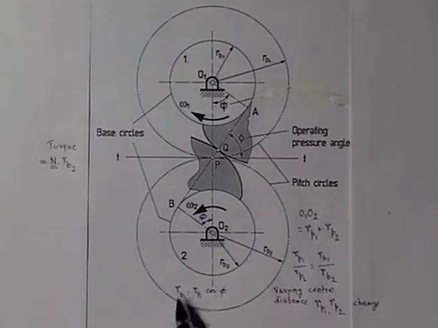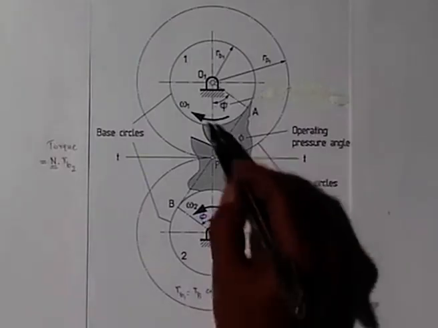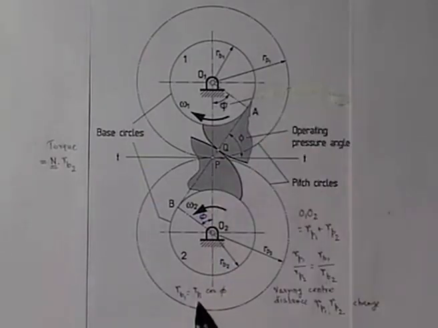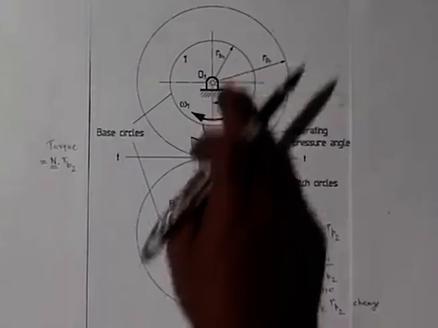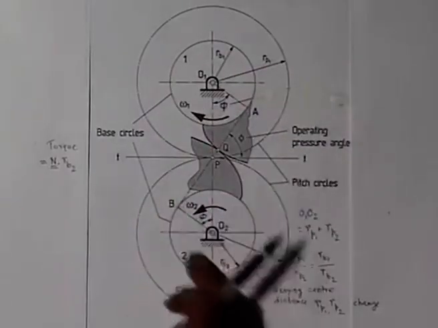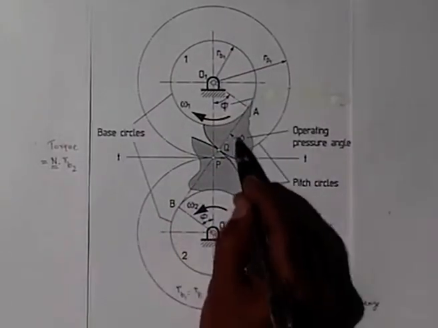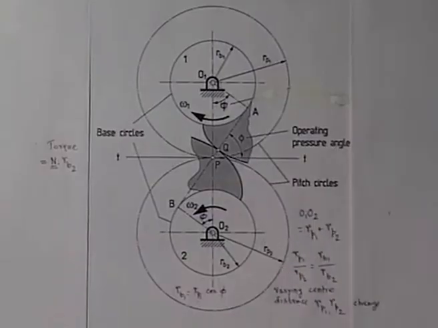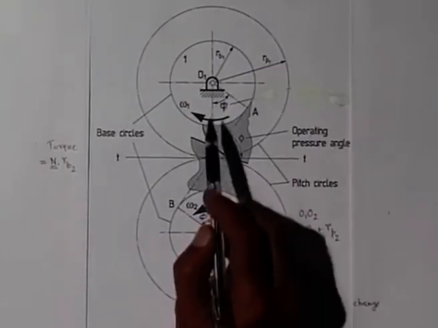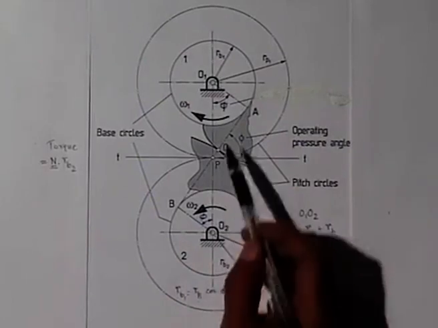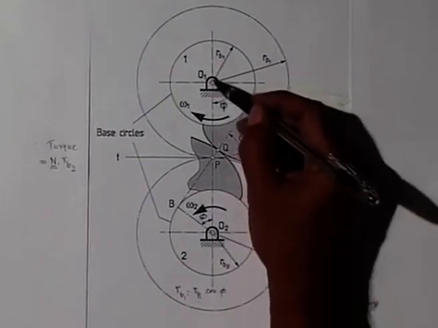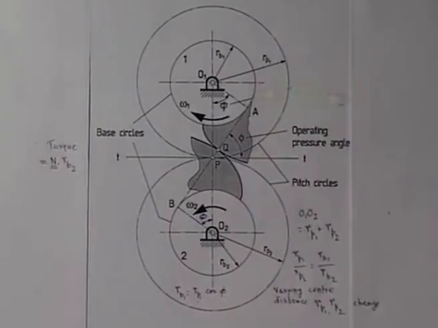Rb1 is not changing because the gears are not changing, but with changing center distance Rp1 is changing, which means phi is changing, because if this circle is shifted a little bit upward, the common tangent between these base circles will change. That means this angle phi will change. So, the pressure angle changes a little bit, but a constant angular velocity ratio is maintained by the pair of gears even when the center distance changes a little bit. That was the third advantage.